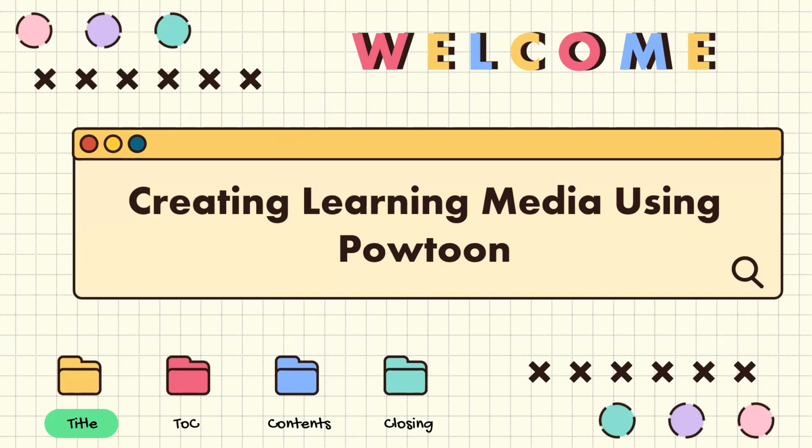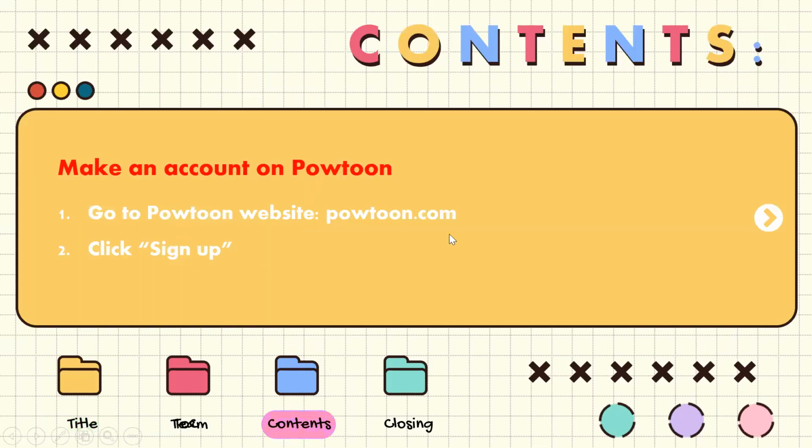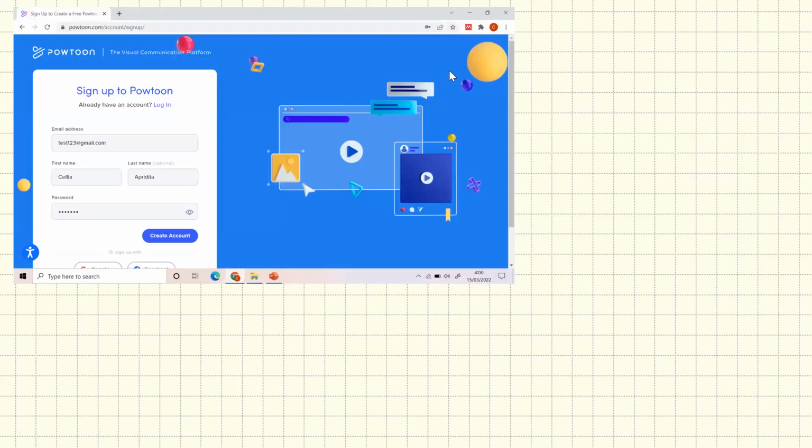The first step in creating the learning media is you need to sign up to Powtoon. It means that you need to make an account on Powtoon. The first thing you need to do is go to the Powtoon website, powtoon.com, and click the sign up button. After you click the sign up button, this page will appear. On this page, you need to fill in your information: email address, first name, last name, password, and then after all of the information needed has been filled, click create account.